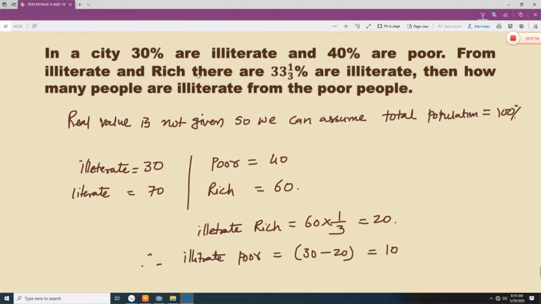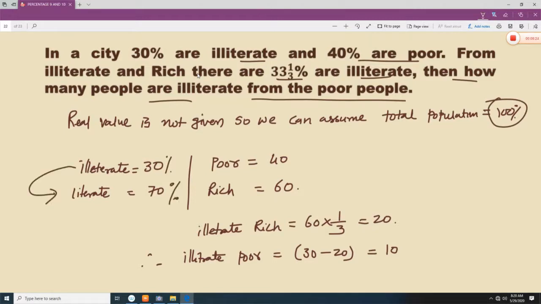Next, in a city, 30% are illiterate and 40% are poor. Among the rich, 33 and 1/3% are illiterate. Then how many people are illiterate from the poor people? The real value is not given, so we can assume the total population is 100%. Out of 100%, illiterate is 30%, so literate is 70%, and poor is given as 40%, which means rich is 60%.